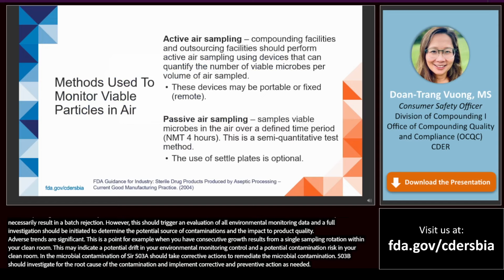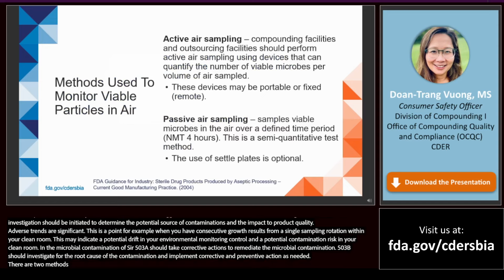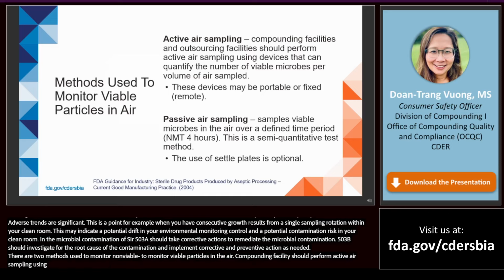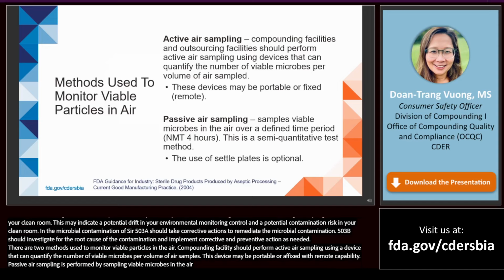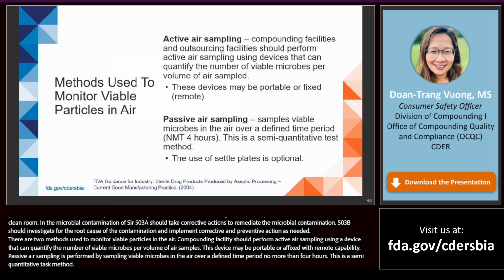There are two methods used to monitor viable particles in the air: active air sampling and passive air sampling. Compounding facilities and outsourcing facilities should perform active air sampling using devices that can quantify the number of viable microbes per volume of air sampled. These devices may be portable or fixed with remote capability. Passive air sampling is performed by sampling for viable microbes in the air over a defined time period, no more than 4 hours. This is a semi-quantitative test method. The use of settle plates is optional.